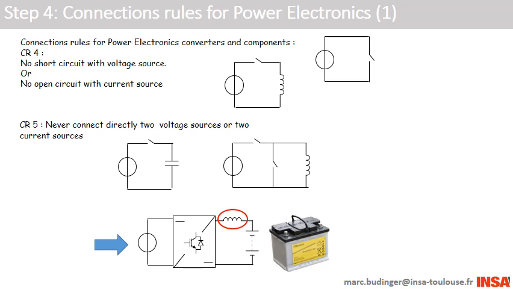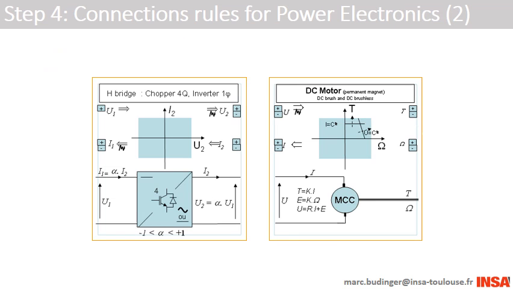In our example, the diode bridge and the capacitor realize a voltage source. We cannot directly connect the battery through the switches, and an inductor has been added. Besides the power variables, different symbols are used to graphically represent connection rules.